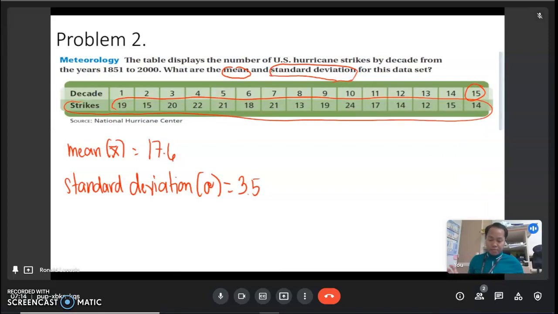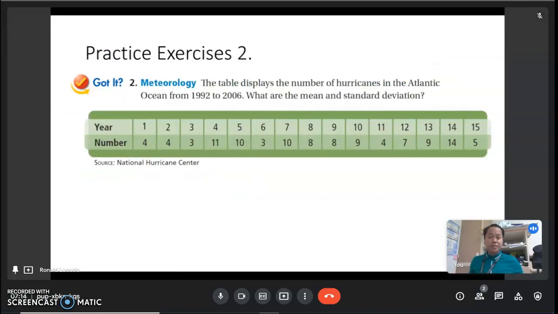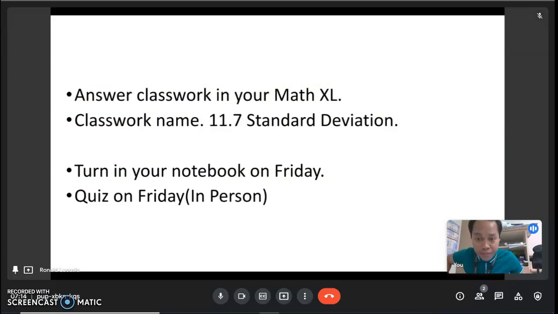So try to answer practice exercises number 2, and once you're done, you can now answer your classwork in your Math Excel, and we have a quiz on Friday. It's going to be in person. That's the last quiz for this school year.